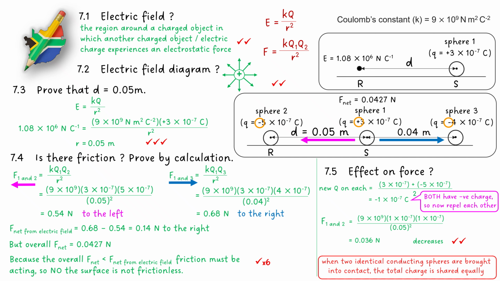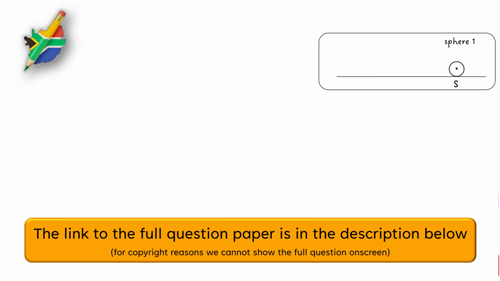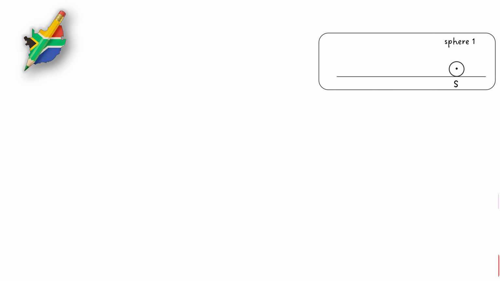Question 7. We are given a sphere placed at a certain point on a horizontal surface. Let's call it sphere 1, and the position point it is at is point S, although in the paper it is named differently. It has a charge of plus 3 times 10 to the minus 7 coulombs. And there is a point a certain distance away from the sphere.